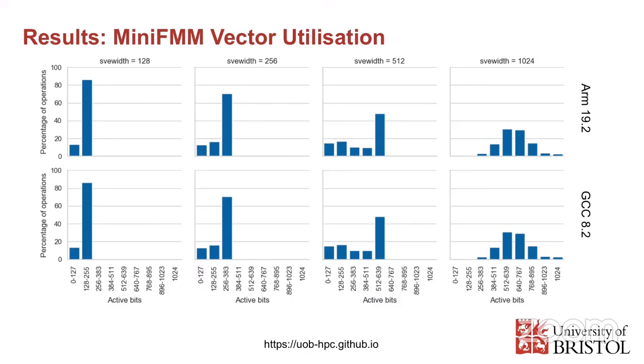This mini-FMM example highlights that with SVE, because of the per-lane predication, it is not enough to check that vector instructions are being run when analyzing performance, because it is possible for those operations to only use a small portion of the throughput available.